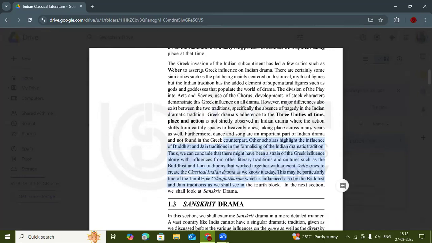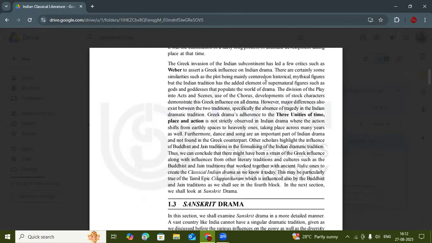The Greek invasion of the Indian subcontinent has led a few critics, such as Weber, to assert a Greek influence on Indian drama. There are certainly some similarities, such as the plot being mainly centered on historical and mythical figures, but the Indian tradition has the added element of supernatural figures, such as gods and goddesses, that populate the world of drama. The division of the play into acts and scenes, use of the chorus, and development of stock characters demonstrate this Greek influence on Indian drama.